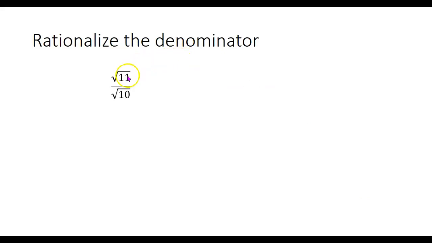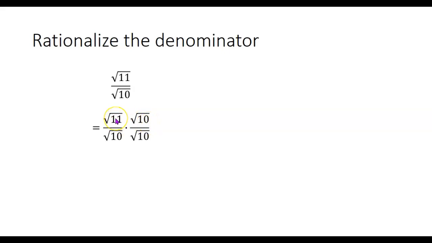Okay, next example, square root of 11 over the square root of 10. So what am I going to multiply by to rationalize this denominator? To turn the square root of 10 into just a nice whole number without a square root sign, I would multiply it by another square root of 10. And whatever I multiply by on the bottom, I have to multiply by the same thing on top. So I get square root of 11 over square root of 10 times square root of 10 over square root of 10.